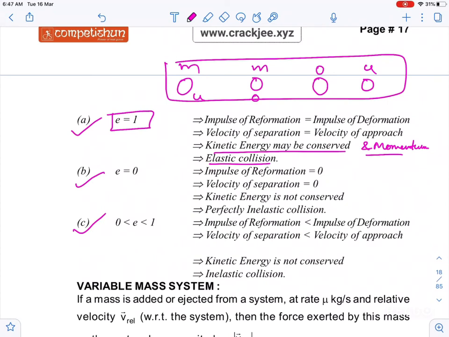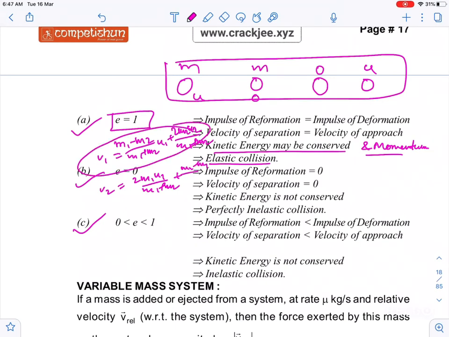There is also a formula you should keep in mind: v1 equals (m1 minus m2) upon (m1 plus m2) into u1 plus 2 m2 u2 divided by m1 plus m2. This gives the velocity after separation, and similarly v2 is equal to 2 m1 u1 divided by m1 plus m2, plus (m2 minus m1) divided by (m1 plus m2) into u2. If you remember this formula, you can directly calculate some questions of collisions.